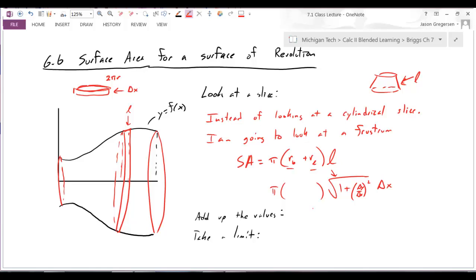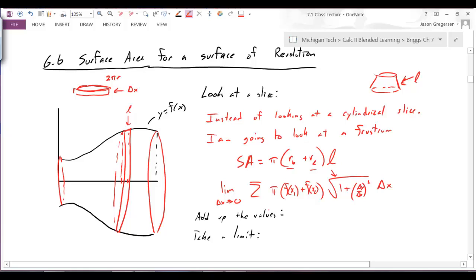Because we could say, all right, in my picture the big radius is going to be the function evaluated at one point, and the second radius value is going to be the function evaluated a little bit later, where that's x1 and maybe that's x2. And I can say that looks like the surface area of my slice. And to find the total surface area, I want to add them all up. But I also want to look at the limit as my delta x goes to 0.